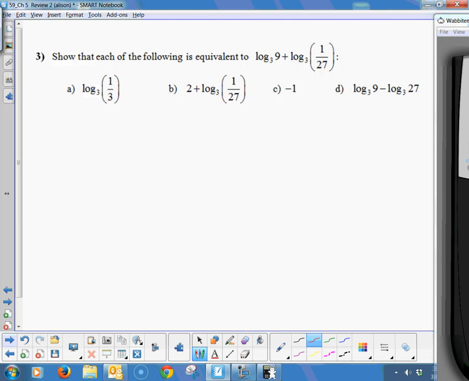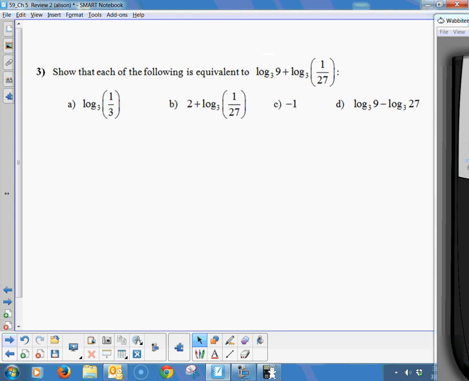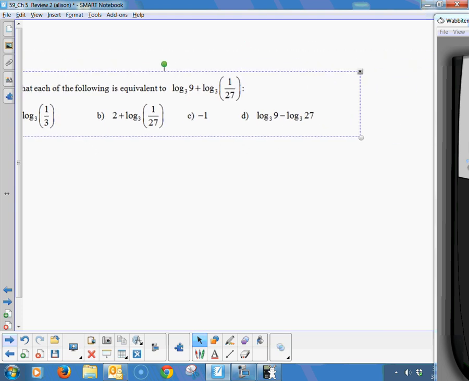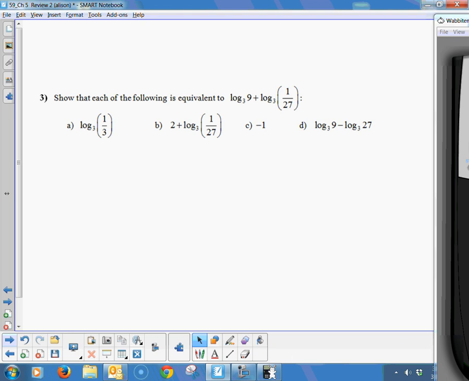Okay, number 3, here we go. Show that each of the following is equivalent. You know, I'm giving you these because you're going to have problems like this on your test where it's going to be multiple. It's okay if you don't know how to show a lot of work. These are actually genuinely supposed to be multiple choice-ish problems.